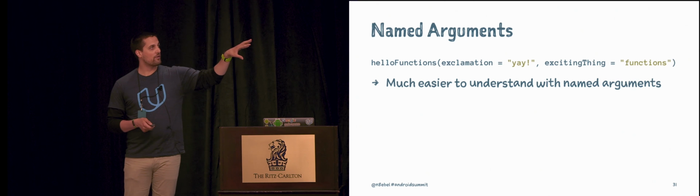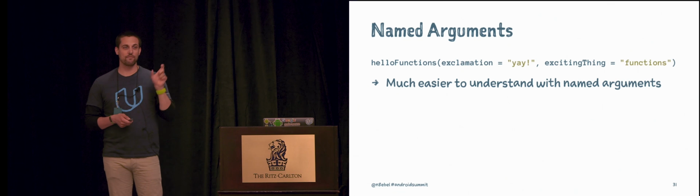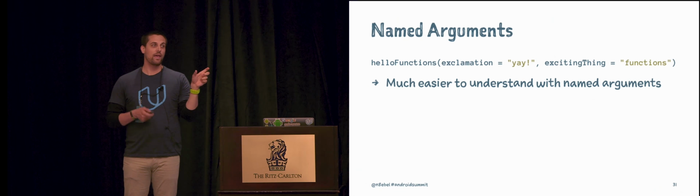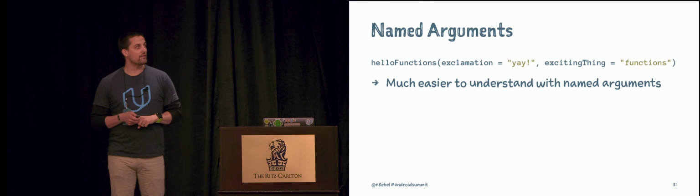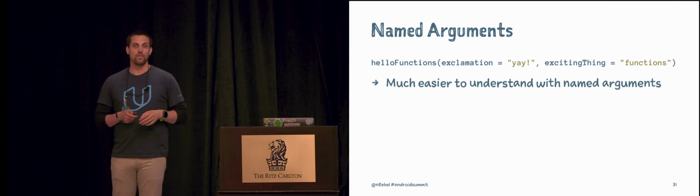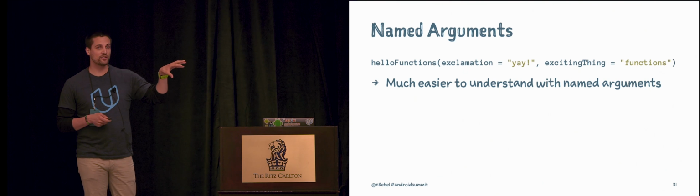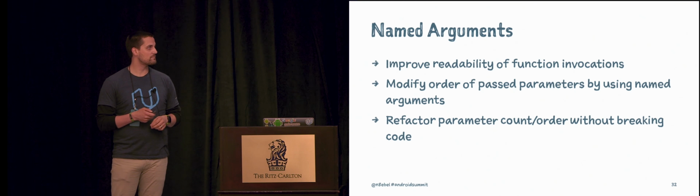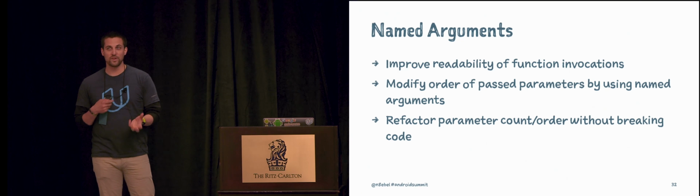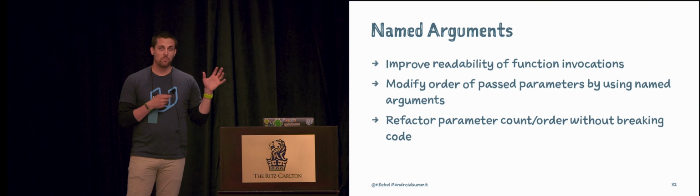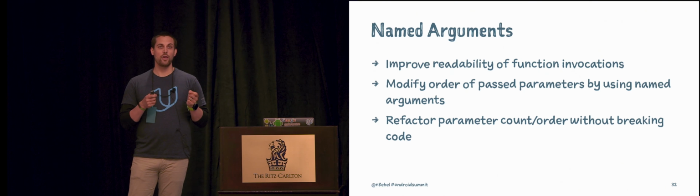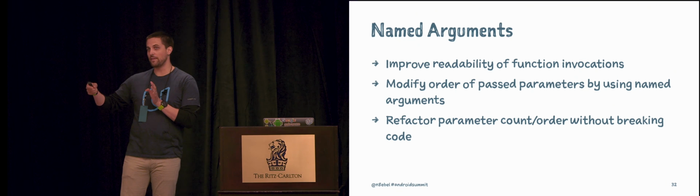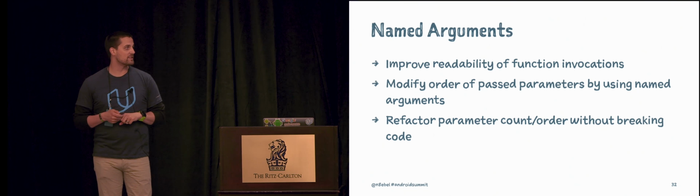We can invoke our function like this, where we actually give the name before assigning the value to that argument. So in this case, we can see that we're going to use yay as the exclamation and functions as our exciting thing. This is much more self-documenting and easier to understand what's going on here. Helps improve the readability of the code. We can also modify the order when using named parameters. So we don't have to assign them and pass them in the order in which they're defined in the function signature.